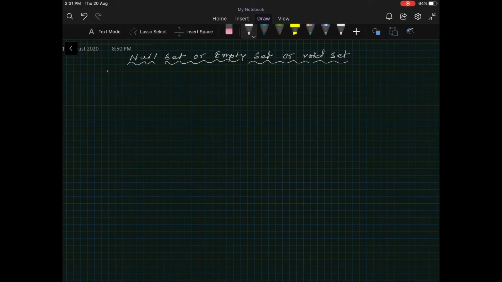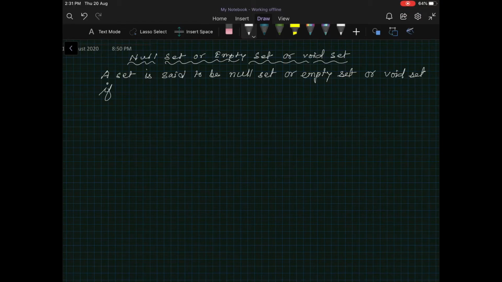A set is said to be null set or empty set or you can say void set if it has no element.